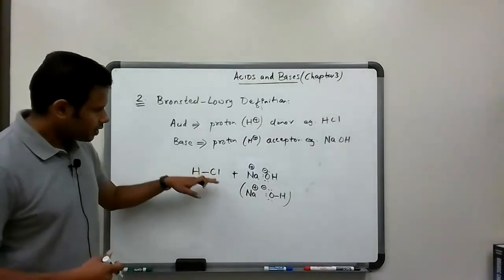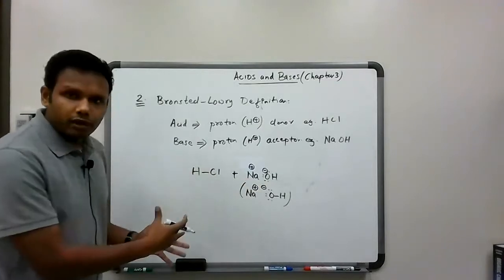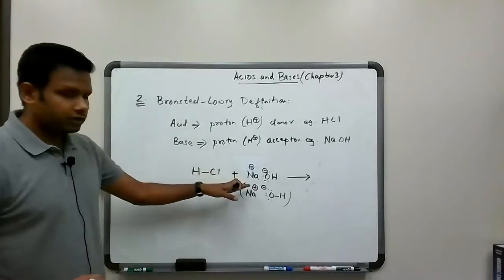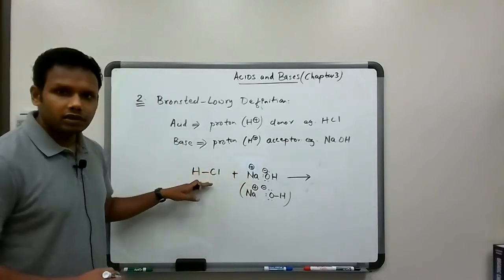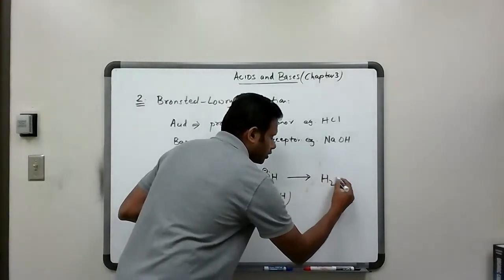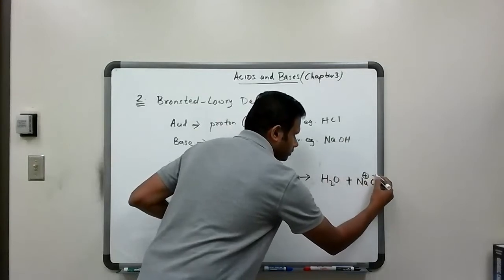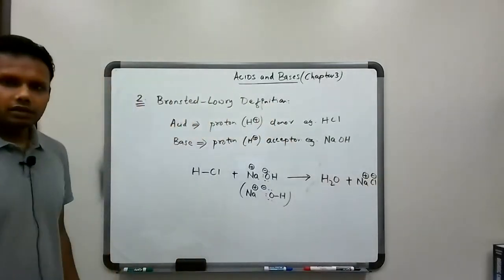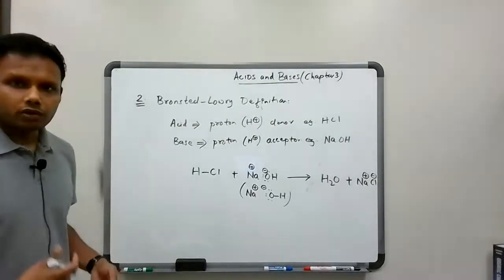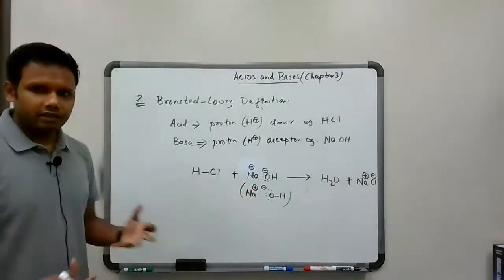Okay, so we have HCl and we have sodium hydroxide. When you combine these two, what you know from Gen Chem is that sodium hydroxide, a base, can react with HCl, an acid, to give you water and sodium chloride. Acid and base react to give you water and a salt. In fact, these are both strong acids and strong bases.